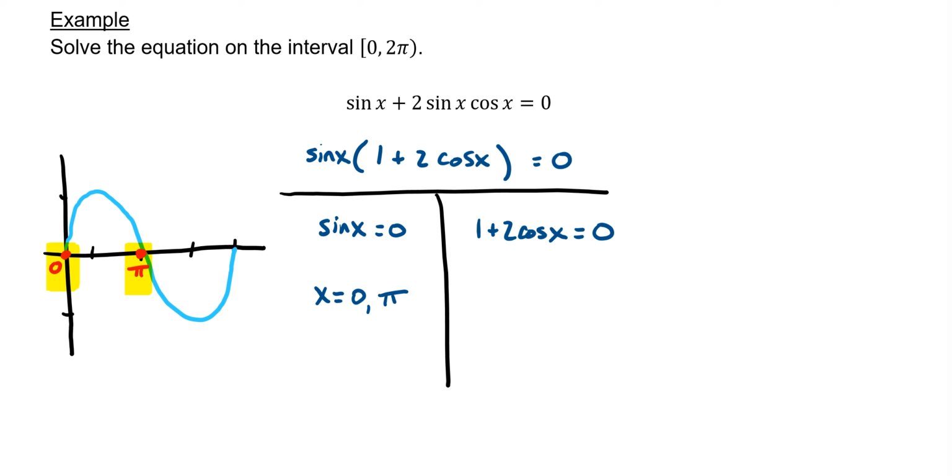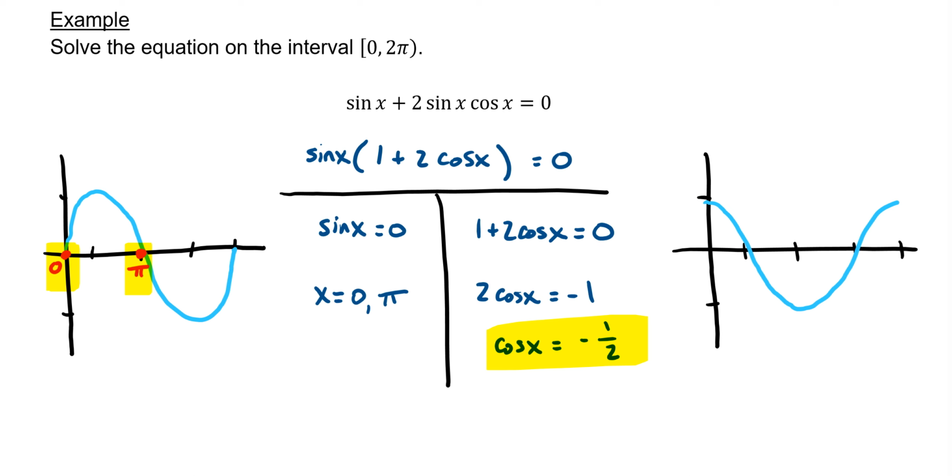So for the one on the right, we need to go ahead and solve for cosine: subtract 1 on both sides, and then divide both sides by 2. So cosine of x equals -1/2. Let's go ahead and draw cosine. So here's my drawing of cosine, and when does it equal -1/2? Horizontal line straight across. So as usual, 2 points of intersection. It looks like we have quadrant 2 and quadrant 3.